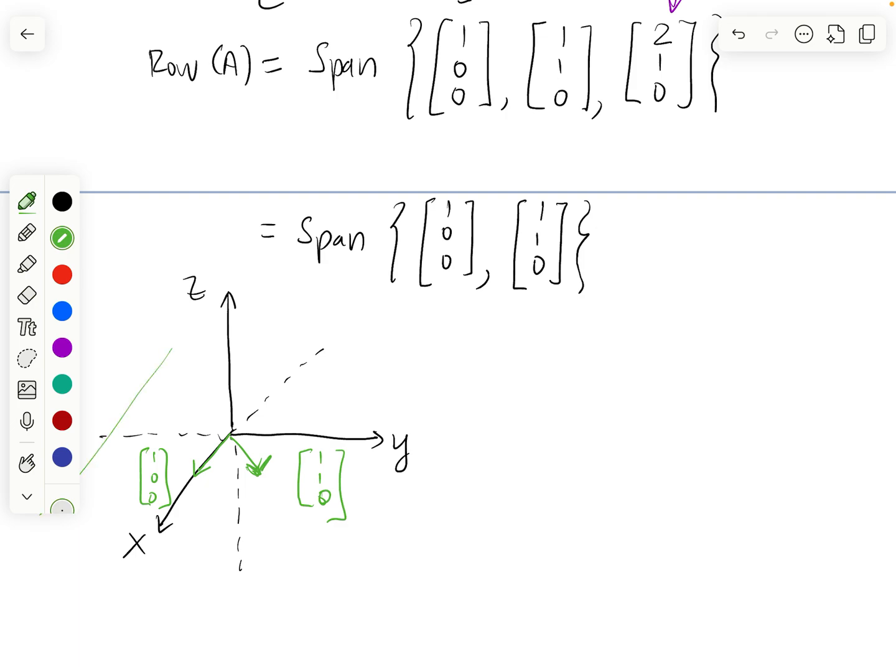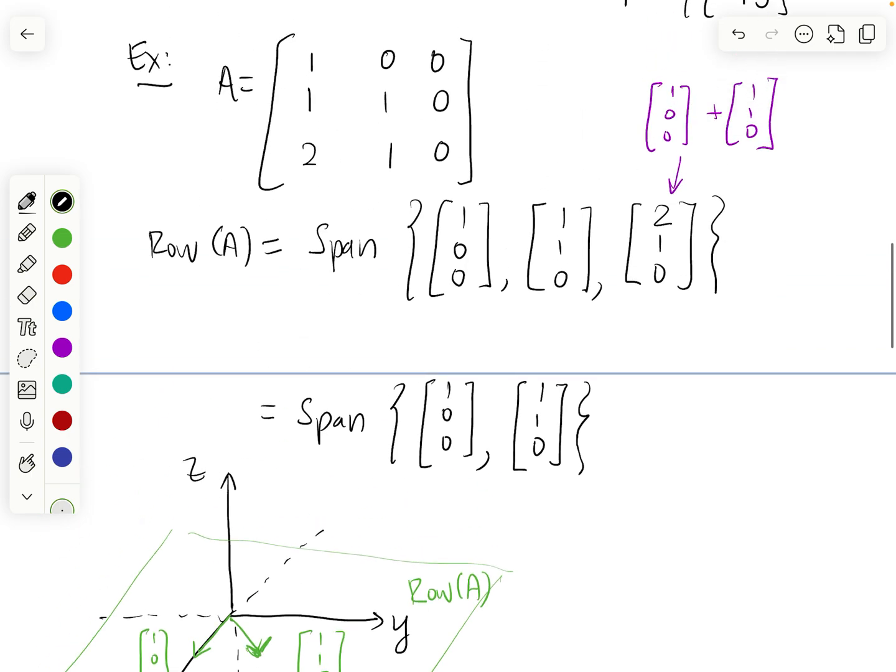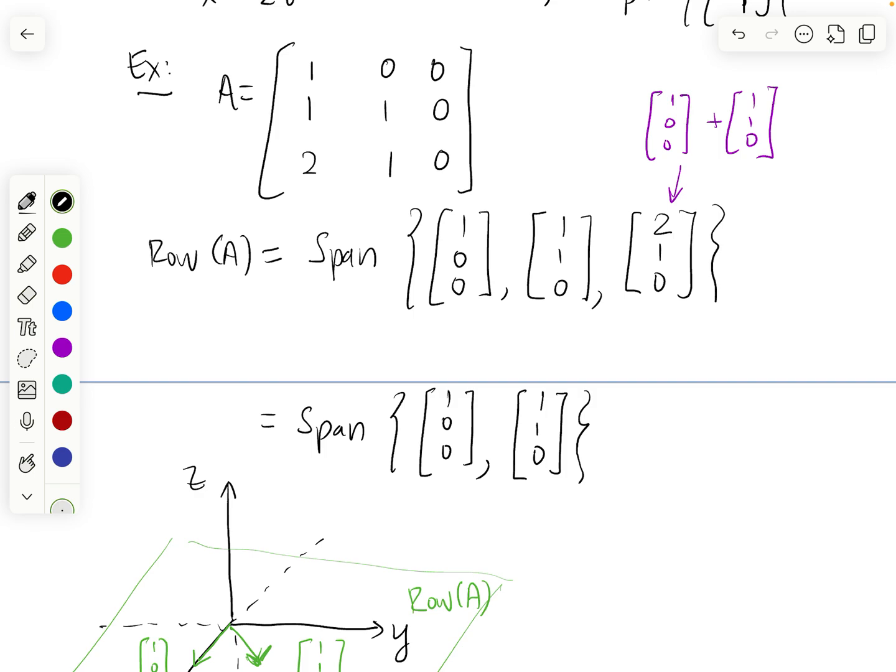And together they span the xy plane. So all the vectors on the xy plane, that's the row space of A. Okay, so in this example, the row space of A is the xy plane. Now what about the null space? Well, again, for the null space, we're going to have to solve Ax equals 0. So let's figure out what the null space is.